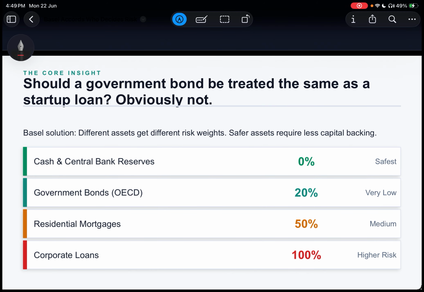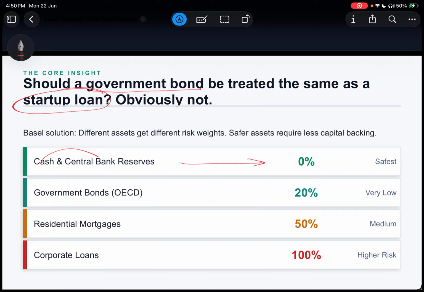See, what Basel actually told you, this was actually Basel 2, right? Their ideology was that a government bond cannot be treated the same as a startup loan. There is a lot and lots of risk that is associated with a startup loan, which is not the case with a government loan. So they allocated risk weights to each asset.